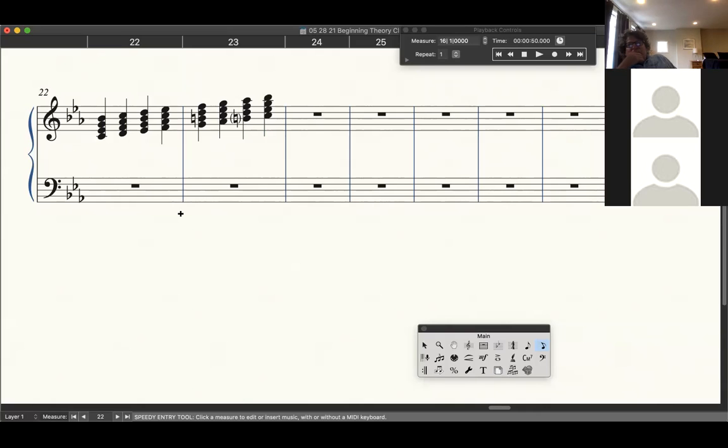Leslie says it's good. Davia, how are you doing? Good. Okay. That's the entire chapter, guys.